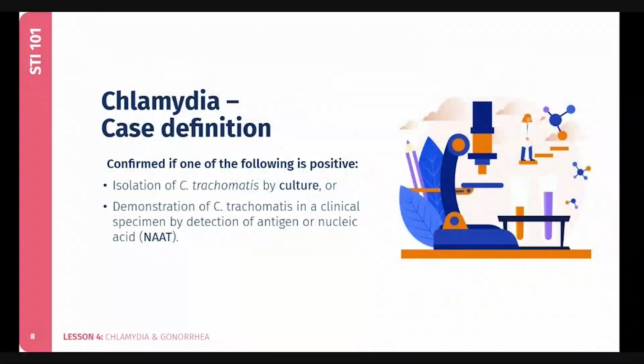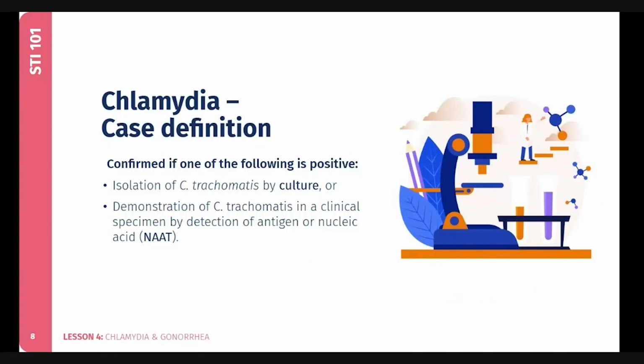We use the CDC case definitions to determine which case reports should be counted for surveillance. The CDC case definition for chlamydia was last updated in 2010. A case will be confirmed if you receive a reactive lab result for C. trachomatis by culture or NAT.